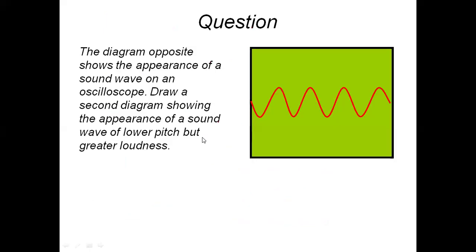Question here. The diagram opposite shows the appearance of a sound on an oscilloscope. Draw a second diagram showing the appearance of a sound wave which has a lower pitch but greater loudness. So what will be drawn here? Lower pitch means low frequency and louder means higher amplitude. So this will be the waveform of the wave which is to be drawn here.